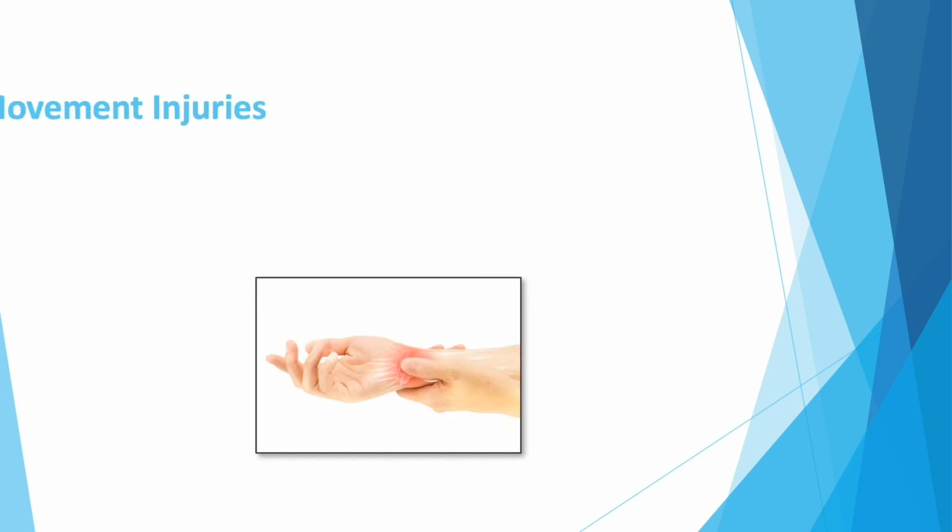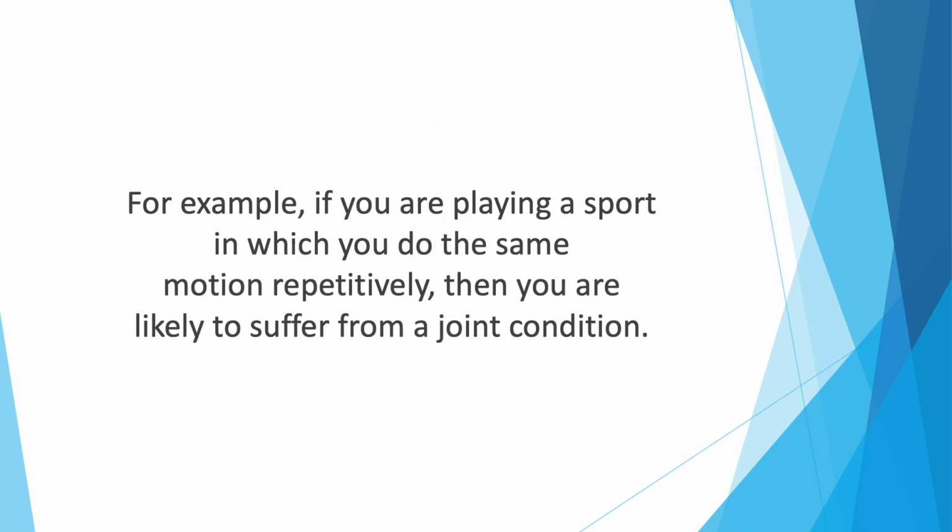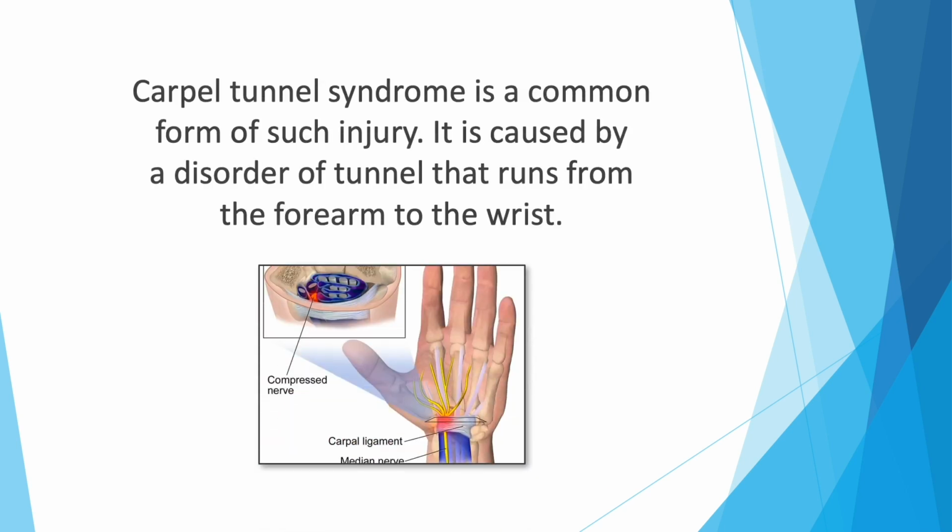Repetitive movement injuries. Repetitive motion or stress injuries could be permanent or temporary injuries that cause damage to the nerves, tendons, or ligaments. These injuries occur when you are doing the same thing again and again. For example, if you're playing a sport in which you do the same motion repetitively, then you're likely to suffer from a joint condition. Carpal tunnel syndrome is a common form of such injury. It is caused by a disorder of the tunnel that runs from the forearm to the wrist.